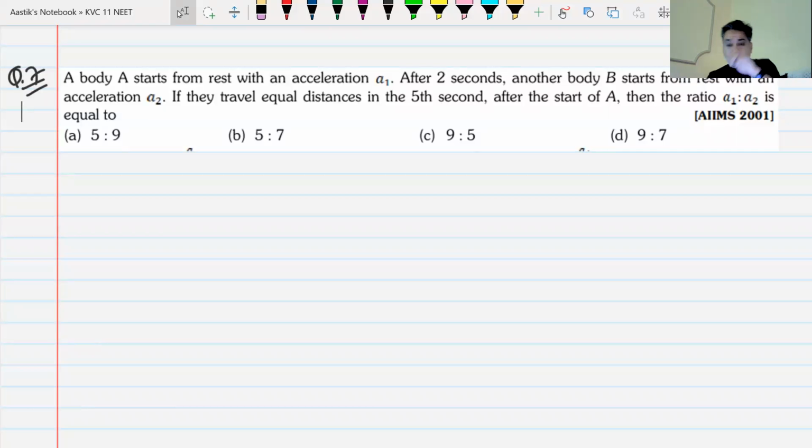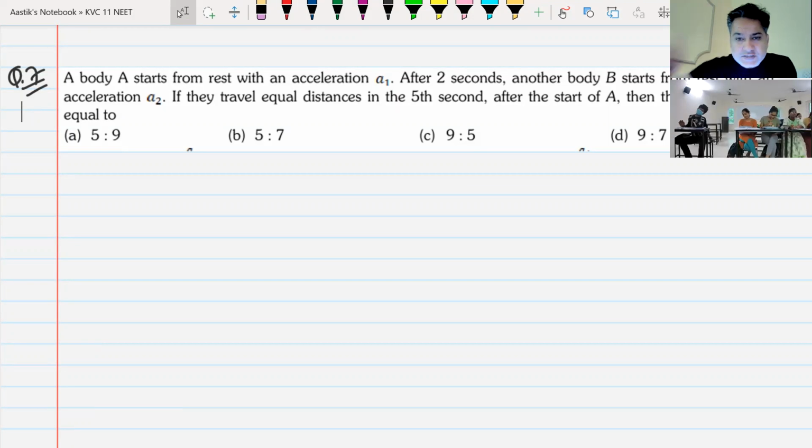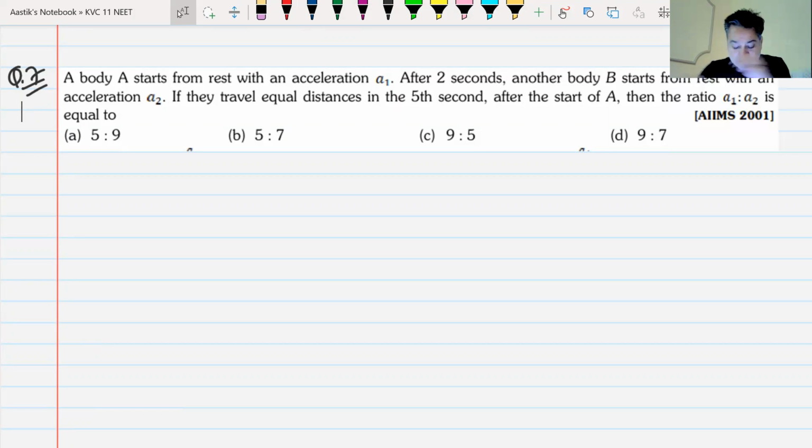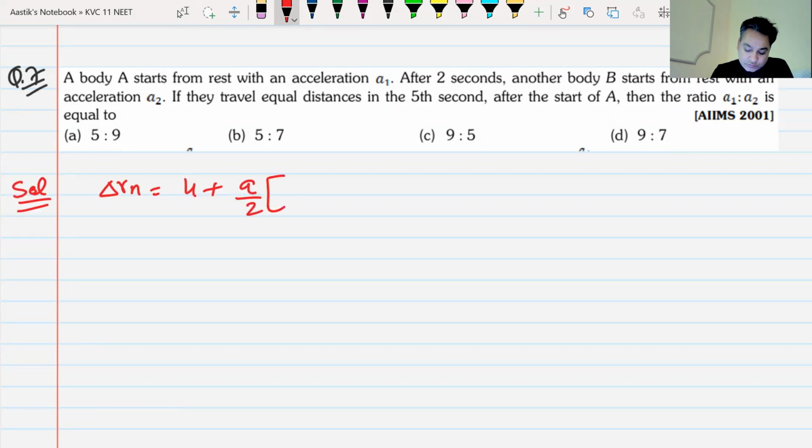So, dear friends, how are we doing? Are we able to do it? Yes or no? Okay, let me show how it has to be done. So let us write which equation we have to use. It is very simple. We have to use equation number 4. Displacement in the nth second is u plus a by 2 into 2n minus 1.